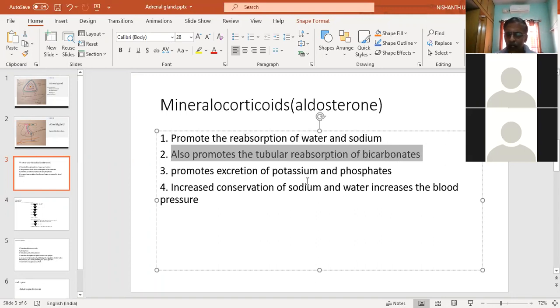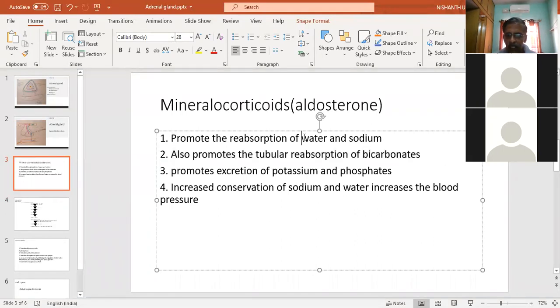You will get very good clarity in the next chapter that we are going to discuss, that is the excretory system. At that time you will get clarity on which part of the nephron promotes the reabsorption of water and sodium, and which part promotes the reabsorption of bicarbonates. You will get full clarity about that. Right now in the hormone chapter, if you just write the functions, that is sufficient.